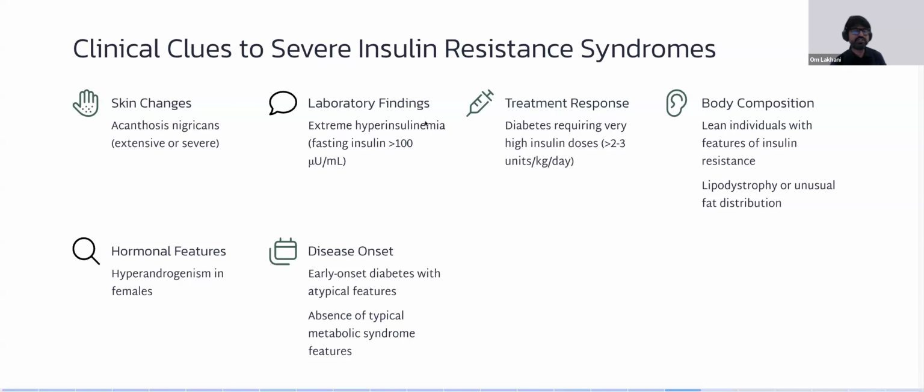understand. But a lean patient with insulin resistance, especially severe, and then unusual fat distribution, like you see in lipodystrophic syndromes, hormonal features like hyperandrogenism in females, early onset diabetes with atypical features and severe insulin resistance, and diabetes without metabolic syndrome features, right? So this is how these patients can typically be thought of.